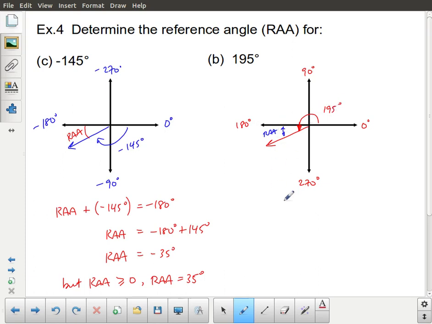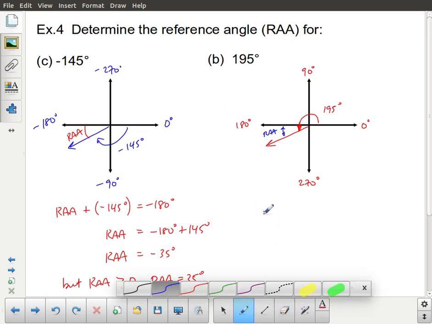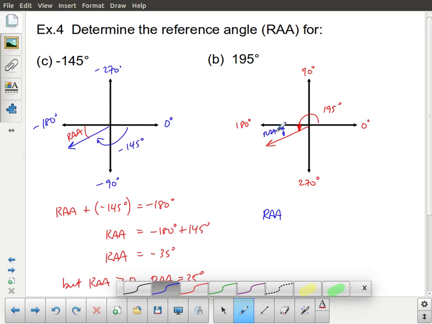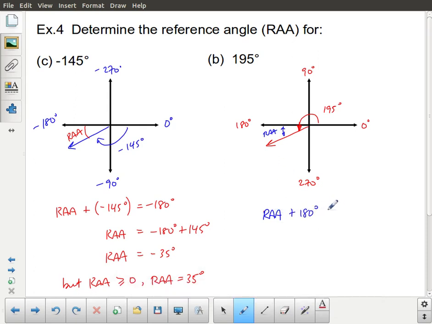So the way we write this one is a little bit different. The related acute angle plus 180 degrees must be equal to 195 degrees. The negative x-axis is 180 plus a little bit. The negative x-axis plus a little bit has to be equal to 195. But that's just another way of saying the related acute angle is 195 degrees minus 180 degrees, which in this case is positive 15 degrees.